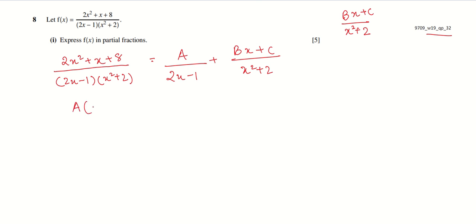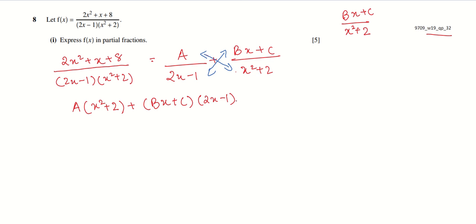So now we're going to solve it. We multiply A by x squared plus 2, and we multiply Bx plus C by 2x minus 1, and we add both products. So we write A times (x squared plus 2) plus (Bx plus C) multiplied by (2x minus 1).